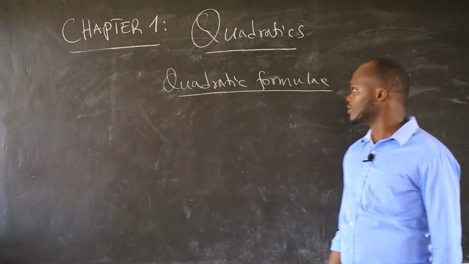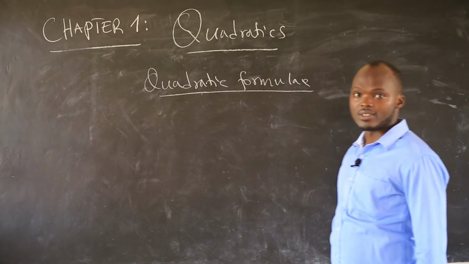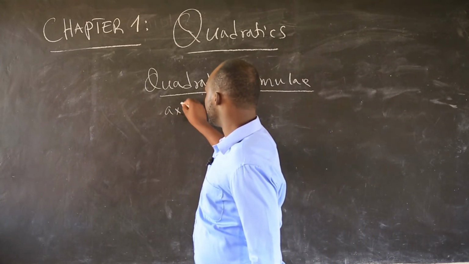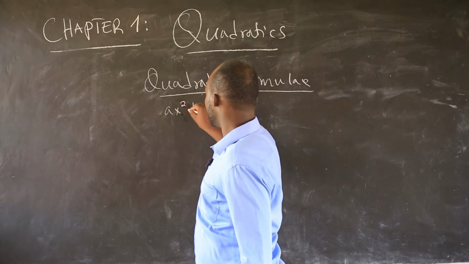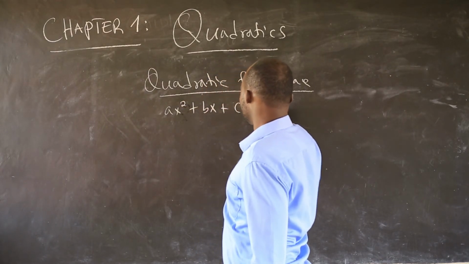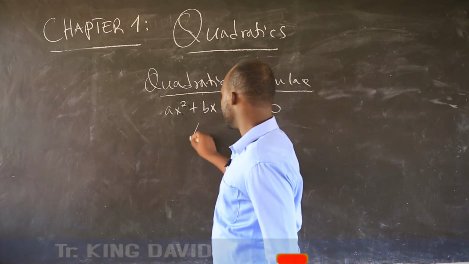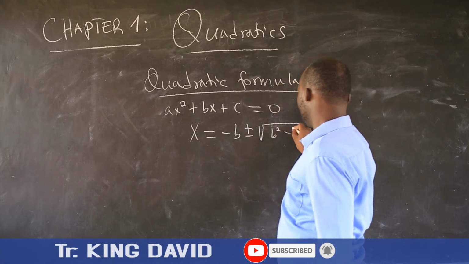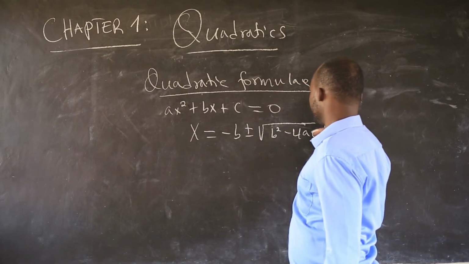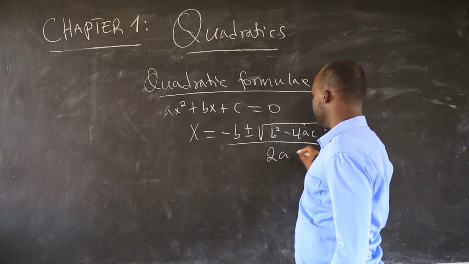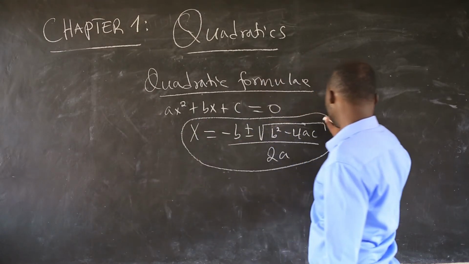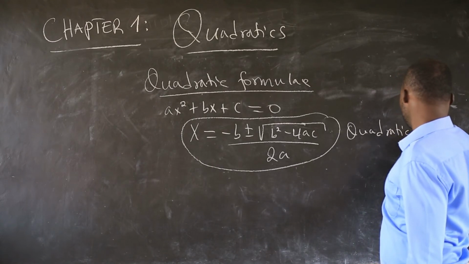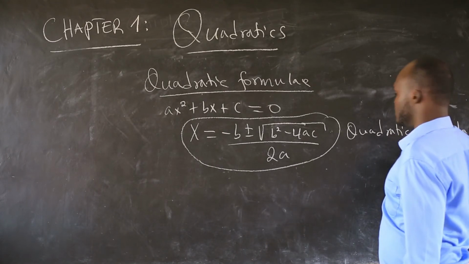You are still with teacher King David about quadratic equations. We're going to see how you can solve a quadratic equation by using the quadratic formula. Remember, a quadratic equation is ax squared plus bx plus c equal to 0. We have seen that the quadratic formula is x equal to negative b plus or minus the square root of b squared minus 4ac, divided by 2a.